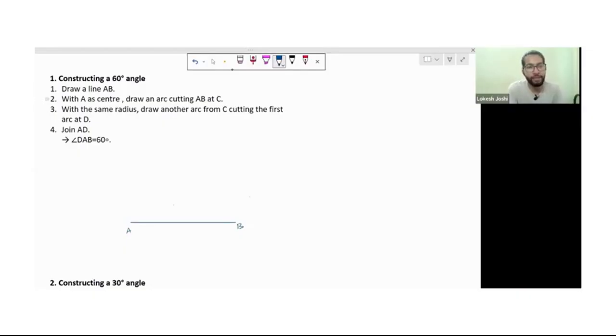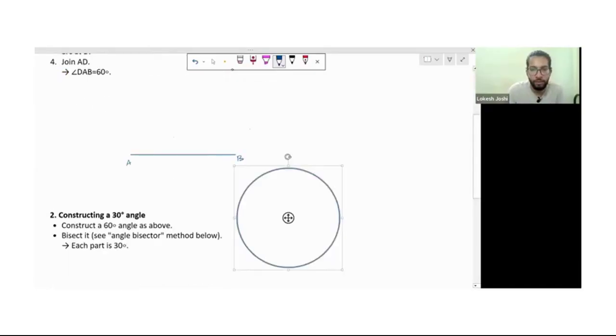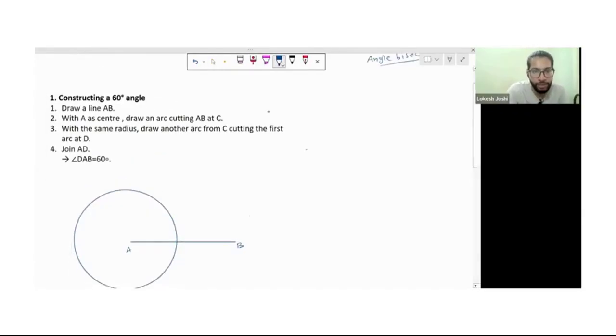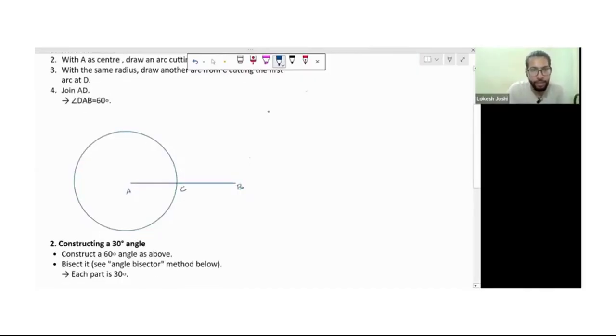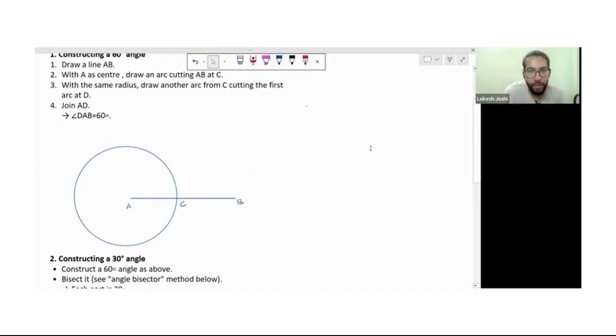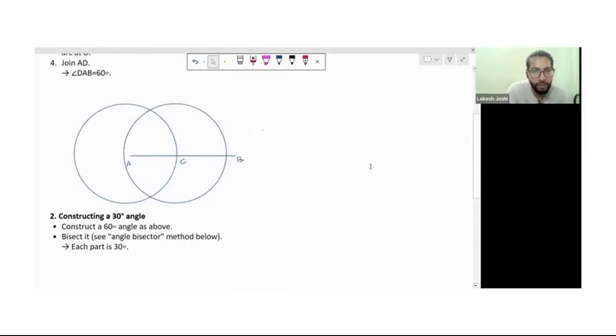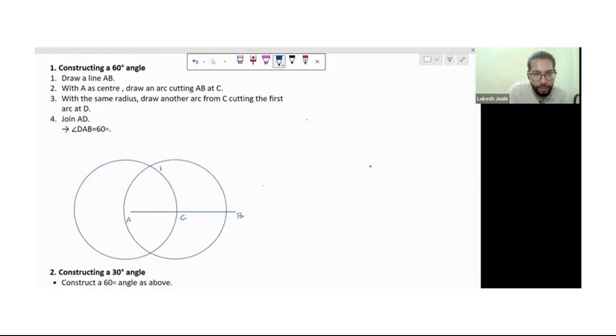After that, with A as a center, draw an arc cutting AB at C. So with A as a center, I have to make an arc cutting AB at the point C. Suppose this point is C. After that, what's written there: with the same radius, draw an arc from C. From C, I have to make another arc such that it cuts the previous arc at the point D. Now this point is D.